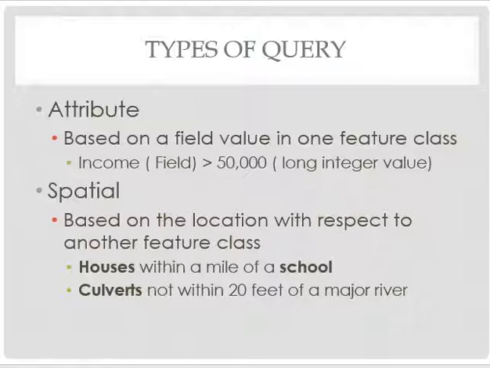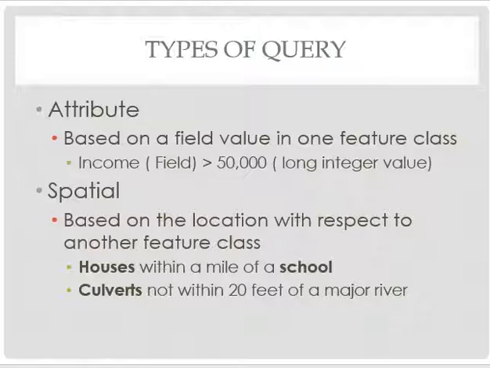So there's two types of queries that you're going to do, actually probably three. There is an interactive query, or it's more of an interactive selection. So I guess there's several types of selections, but two types of queries that we're going to work on in this chapter. One is the attribute query, which you've already done quite a bit of. The second is a spatial query.